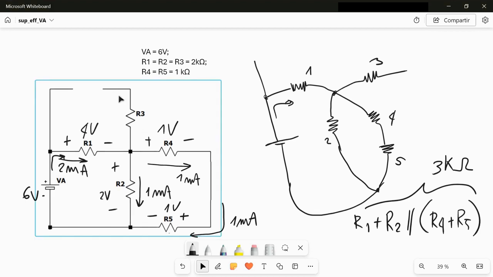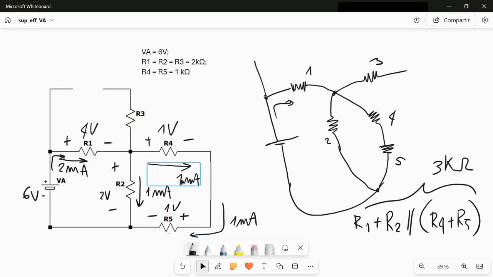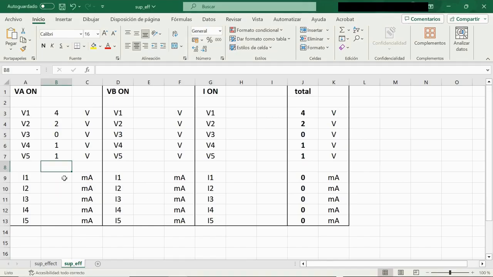0 volt in R3 because there is no current flowing here, so there is no voltage drop. And for the currents I have I1, 2, I2, 1. So I have 2, 1, 0, 1, 1. Okay, so this is basically the contribution of my first case.